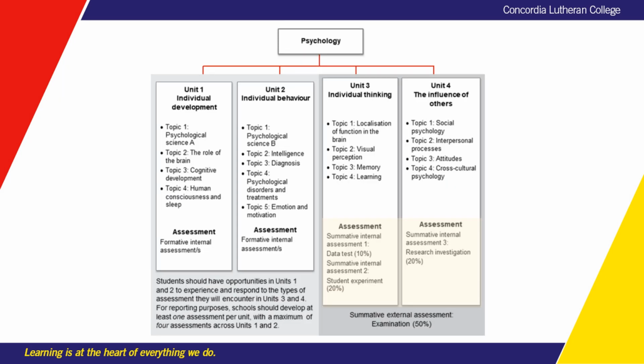The psychology course is structured under 4 units. Units 1 and 2 are completed in terms 1, 2, and 3 of Year 11. And Units 3 and 4 are completed in Term 4 of Year 11 through to the end of Year 12. You will notice that each unit has a different topic. Unit 1 is individual development, Unit 2 is individual behaviour, Unit 3 is individual thinking, and Unit 4 is the influence of others. You should also notice that the topics generally do not repeat themselves. So students know that as they progress through the course, they will be studying a vast number of different areas.